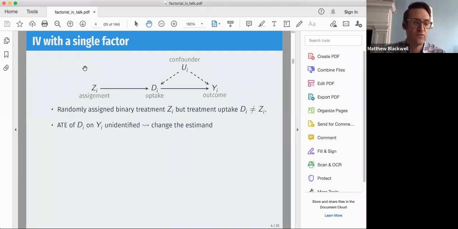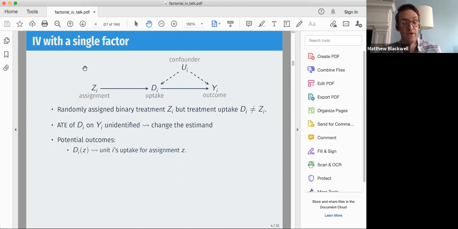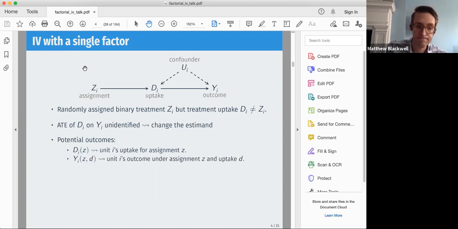Because of that confounding, the average treatment effect of treatment uptake on the outcome is not identified. So the usual game that people play in this setting is to change the estimand to something that is identified. The way this ends up looking is that we define some potential outcomes. D_i(z) is what unit i's uptake for assignment z would have been. So do I take the cash if I'm assigned to cash? Do I take no cash if I'm assigned to no cash, and things like that. And then we'll also have potential outcomes for the outcome as well. This could be unit i's outcome under assignment z and uptake d. So you might respond differently to treatment uptake if you're assigned to different assignments.